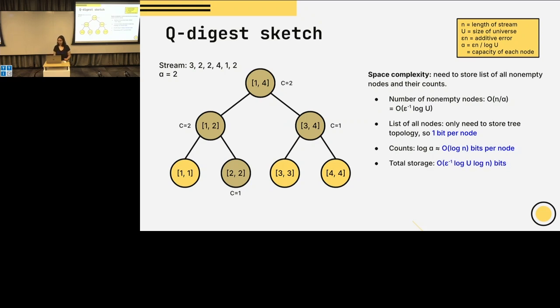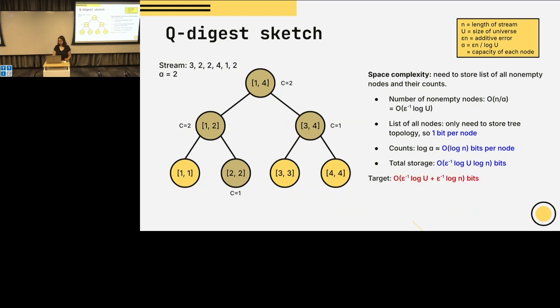So this gives a total storage of epsilon inverse log u times log n bits. Does that make sense? We have epsilon inverse log u non-empty nodes, and at each of them we need to store a count. At least at the leaves of this tree we need to store a count, and the number of leaves in a tree is approximately just the number of total nodes in a binary tree.